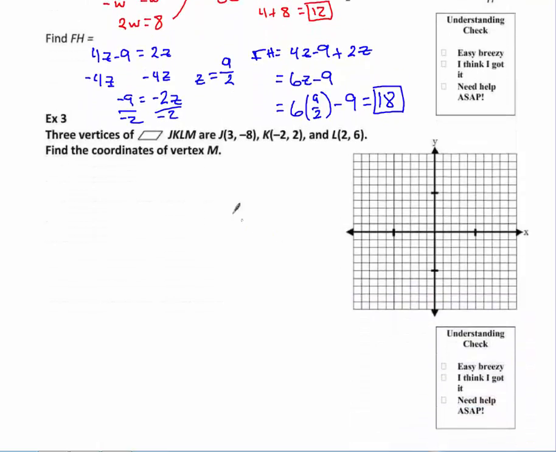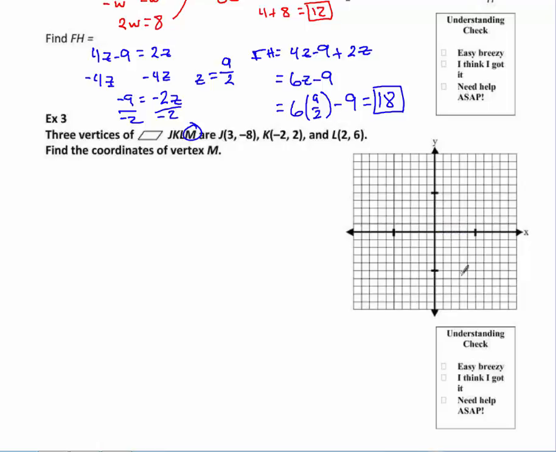All right, on to our last example. This is all stuff we can do with parallelograms. So we have 3 vertices of parallelogram J, K, L, M are given right here. So here's J, K, and L. And it wants us to find the fourth one. So the easiest way to do this is just to put all of these points on our coordinate grid and figure out where the fourth one goes.